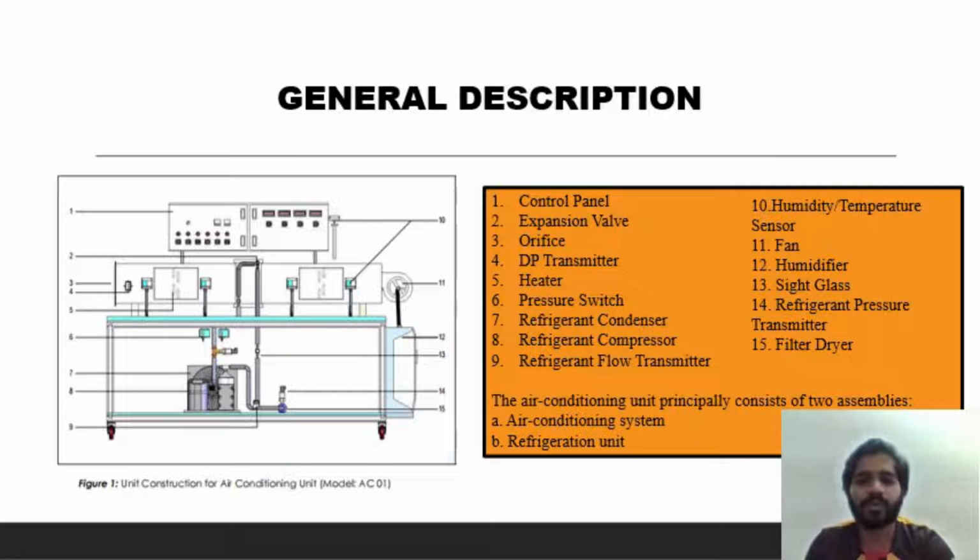Okay, now let us move on to the general description. As we can see here, the figure shows the equipment that we use, the unit construction for the air conditioning unit, model AC01. Based on the model, this type of air conditioning unit principally consists of two assemblies: the air conditioning system together with the refrigeration unit. So let us move on to the next part.